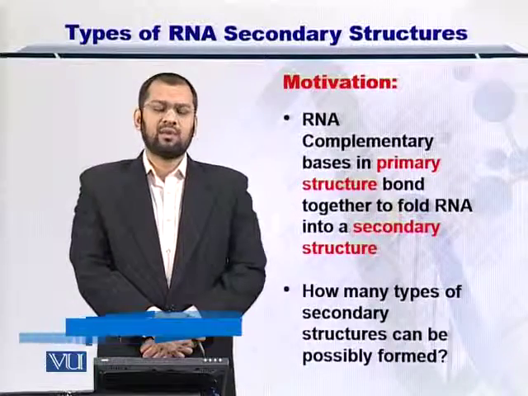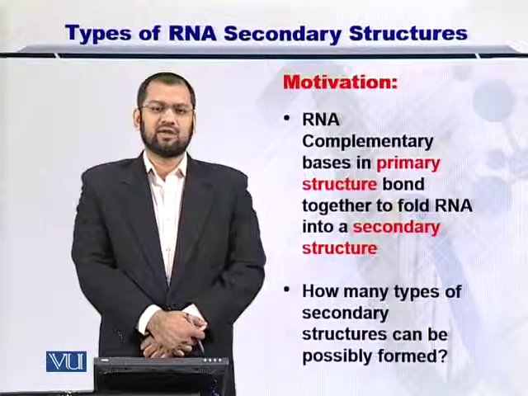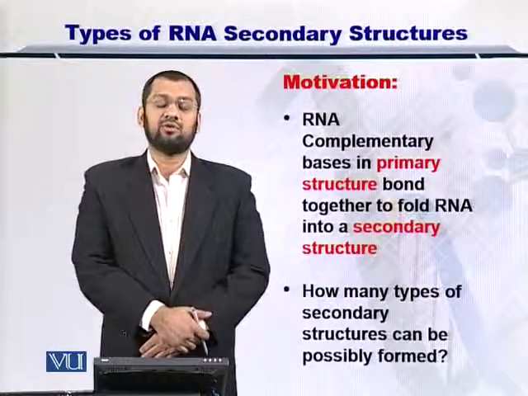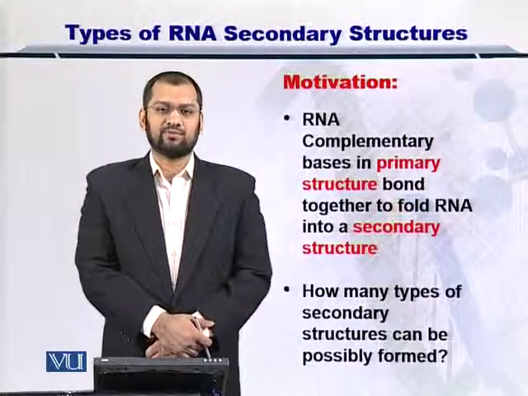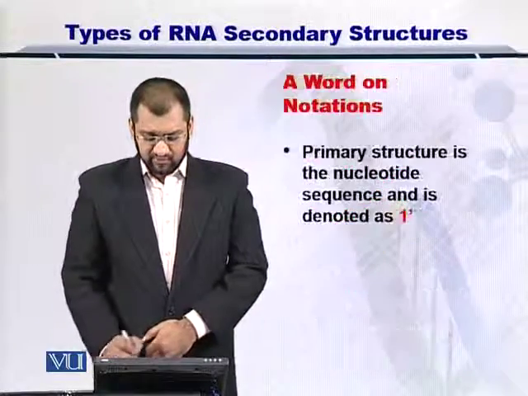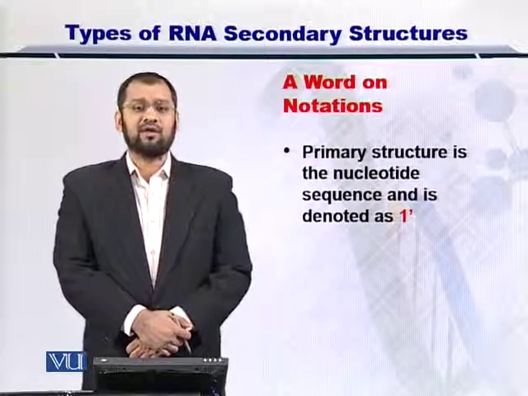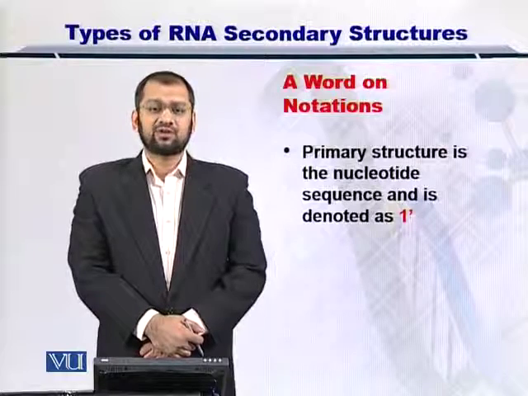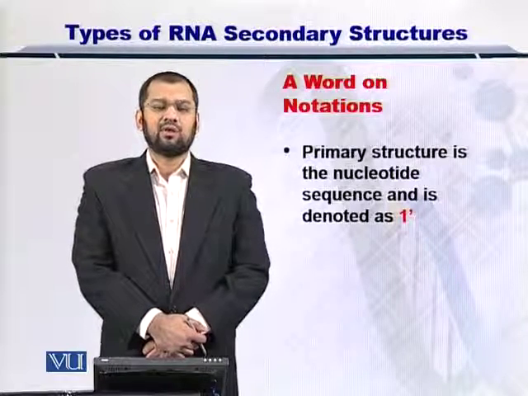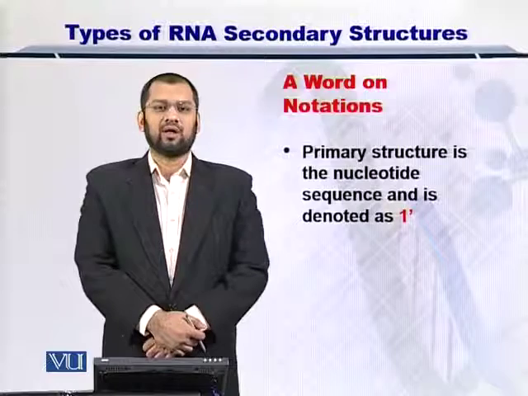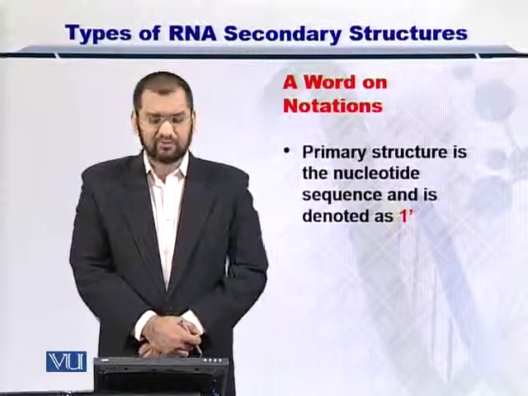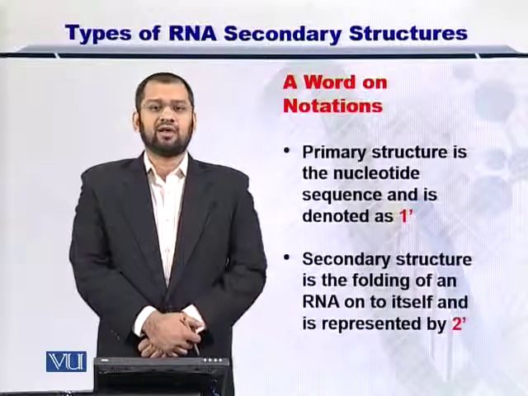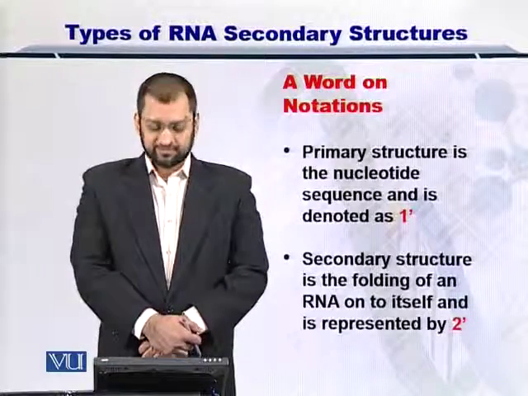One wonders how many types of secondary structures can be formed, given that there are only 4 types of nucleotides in the RNA sequence. It's a very interesting question that we will see in a minute. To represent the primary structure of the RNA molecule, you can simply denote it by 1' as shown in the slide. Also, the secondary structure you can represent by 2' structures.